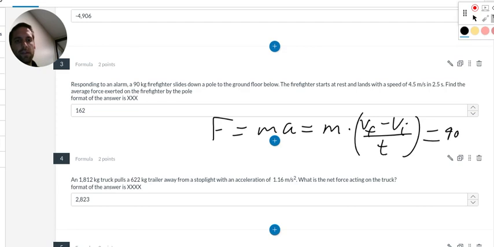starts from rest, so 4.5 minus 0 over 2.5. That's going to be 90 times 4.5 divided by 2.5. I actually get 162 on the dot. It's going to be in newtons.